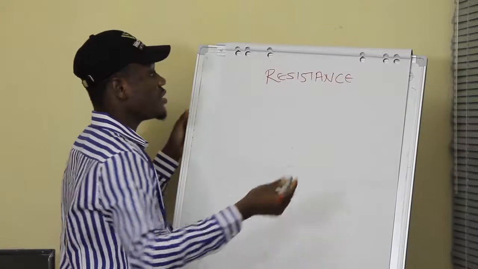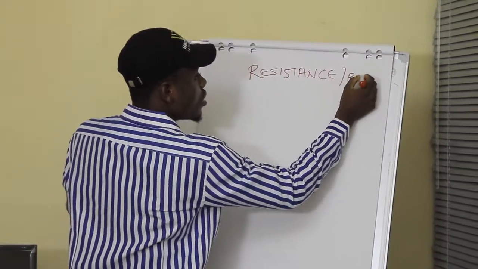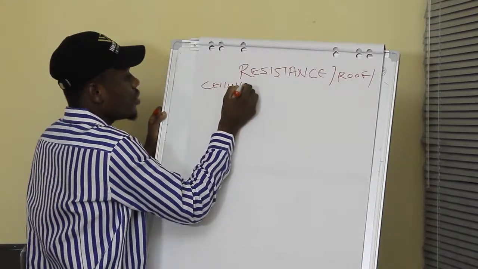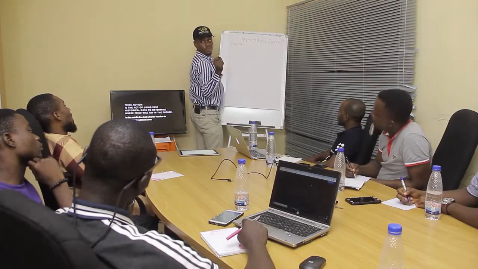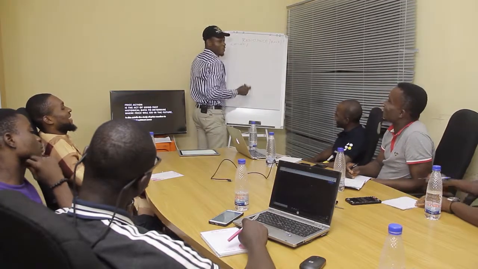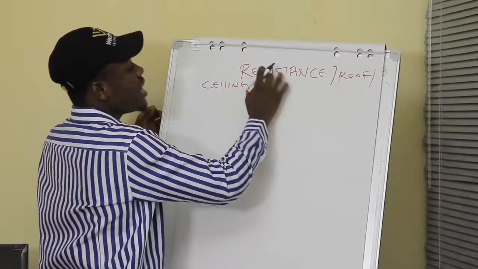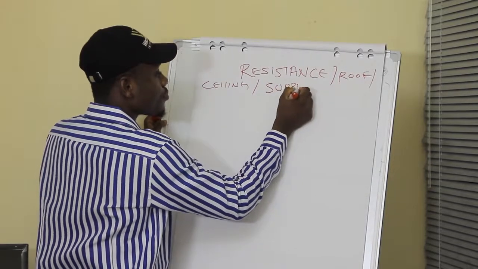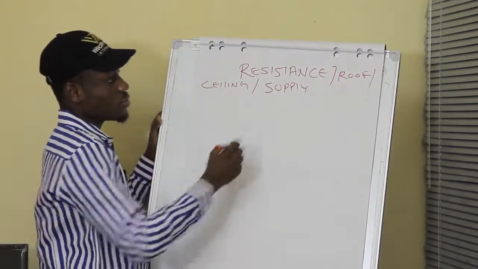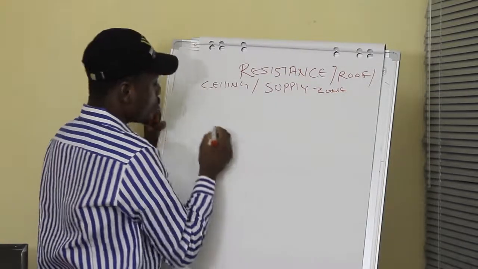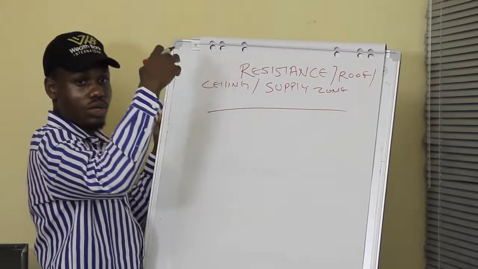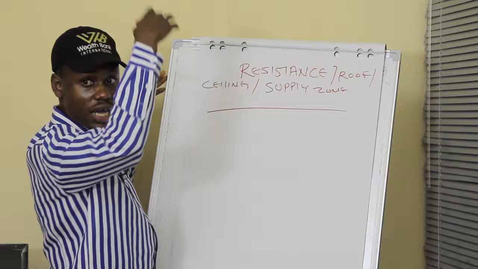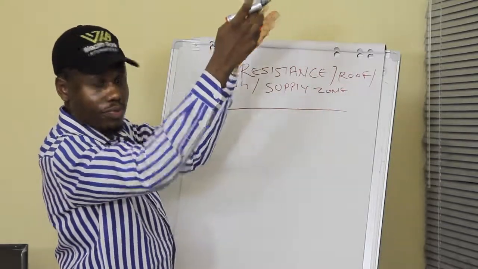Other names for resistance are roof, ceiling, barrier, whatever. So we can say they are resistance, roof, ceiling, and they are also supply zones. They are always upward. It's a region above the market where price reaching that region cannot move further up.